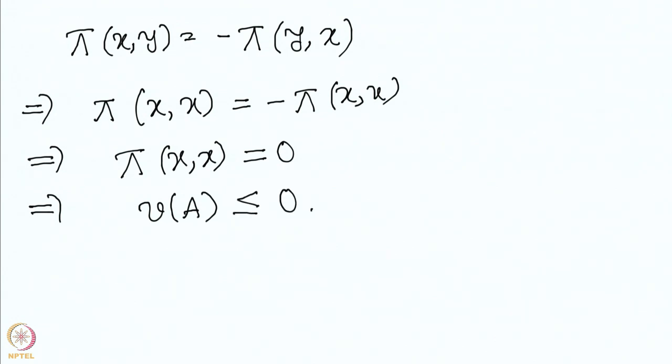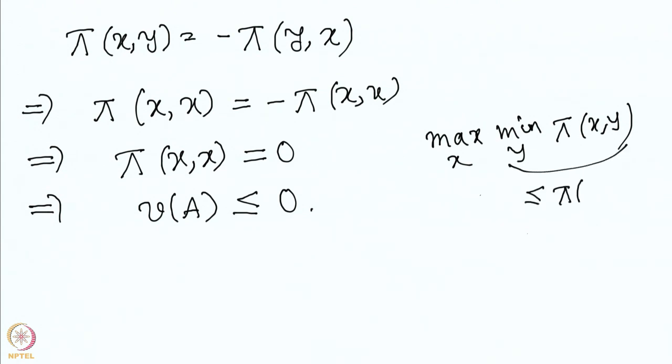Why? The value of the game is nothing but max over x of min over y of pi(x, y). The minimum over y of pi(x, y) is certainly less than or equal to pi(x, y) for each y, in particular pi(x, x). This particular term is certainly less than or equal to pi(x, x), and this is 0. The maximum of that has to be less than or equal to 0, and hence v(A) is less than or equal to 0. Okay. Now we have to use the symmetric argument now.